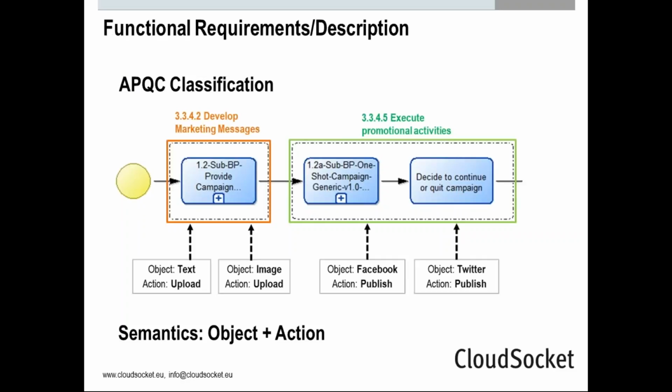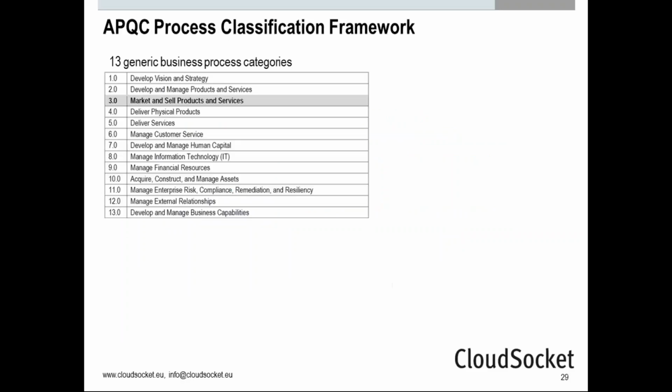Well, the problem now is that typically we do not have in mind all the possible elements of the APQC classification and all the possible actions and objects. And here again we give support. First, a short introduction to the process classification framework from the APQC. It consists of 13 process categories, shown here. You see that process category 3 is market and sell products and services.